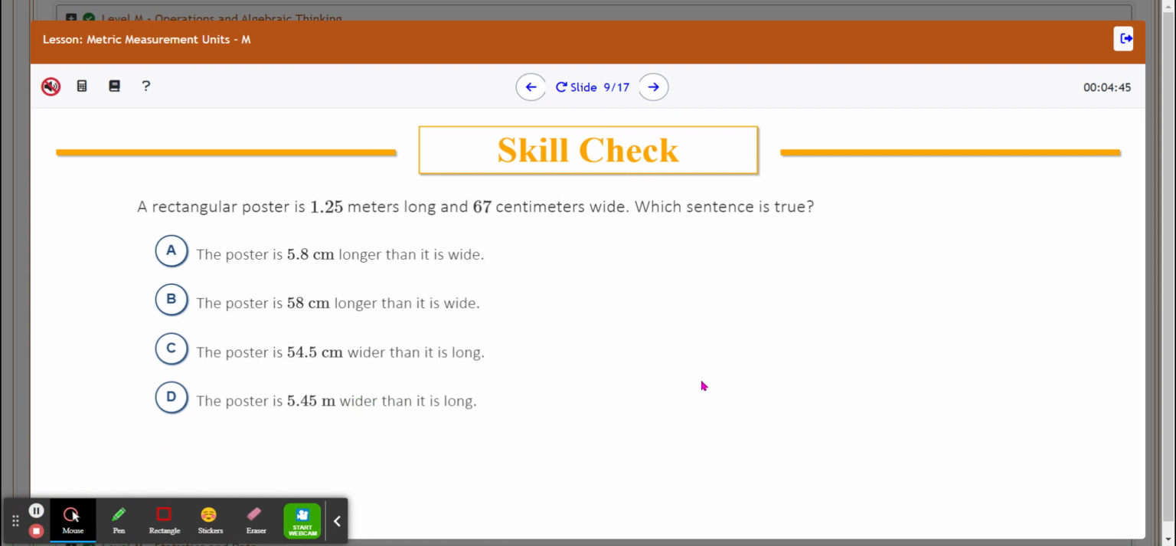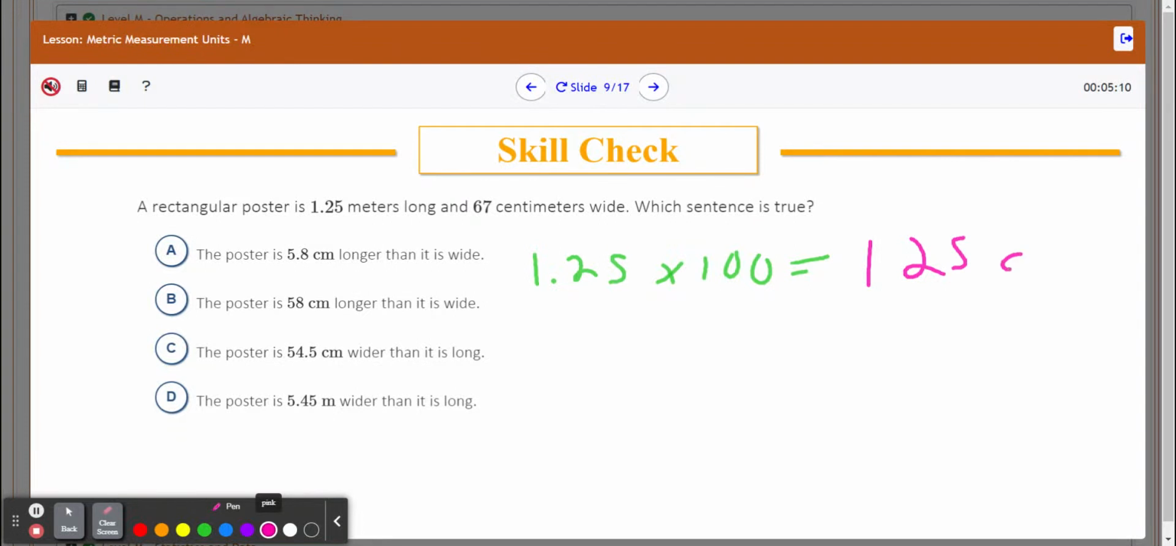And the last example, a rectangular poster is 1.25 meters long and 67 centimeters wide. Which sentence is true? All right, well, let's convert my 1.25 meters to centimeters first, okay? So we get the same measurement. So I've got 1.25. Now, 1 meter is 100 centimeters, so I'm going to multiply it by 100, all right? Which leaves me with 125 cm.